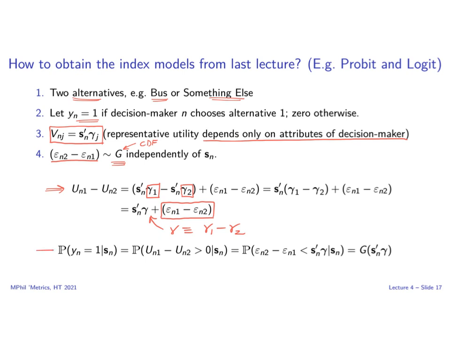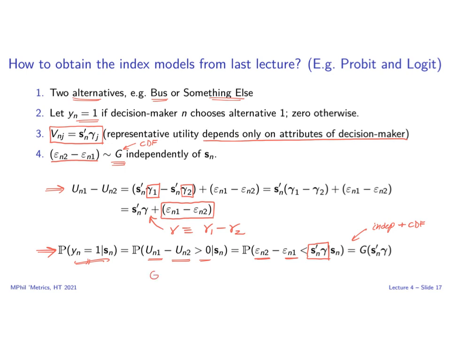Since Alice chooses alternative 1 if and only if the difference un1 minus un2 is greater than 0, the choice probability for this alternative is given by the following expression. The probability that yn equals 1, given Sn, is equal to the probability that the utility of the first alternative minus that of the second is positive, given Sn, which is equal to the probability that the error associated with the second alternative, epsilon n2, minus that associated with the first, epsilon n1, is less than Sn prime multiplied by gamma, given Sn. By our independence assumption, along with our assumed CDF for the difference of errors, this is just equal to G of Sn prime times gamma.